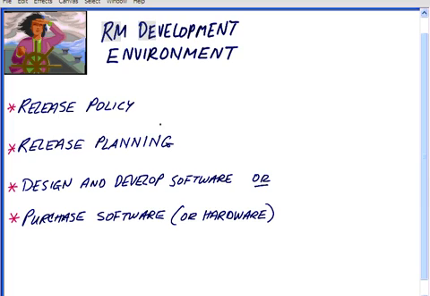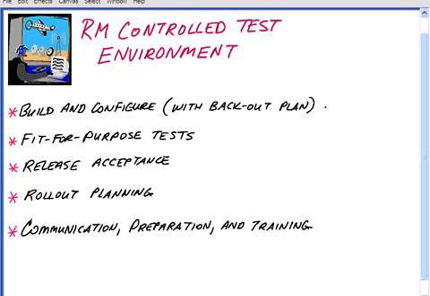You'll also develop standard procedures for designing, building, and configuring your releases during this RM development environment. Again, you're going to either design or develop the software, or you'll actually purchase the software. Notice I didn't put purchase or design and develop hardware. It is possible, I guess, in rare occasions that the organization's actually designing and developing the hardware solution as well as implementing it. But more often than not, you're going to be designing your own software and implementing it, or purchasing the software and purchasing the hardware. These are all the things that happen in the development environment.